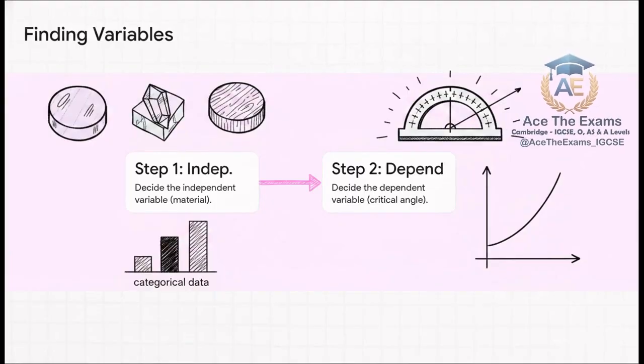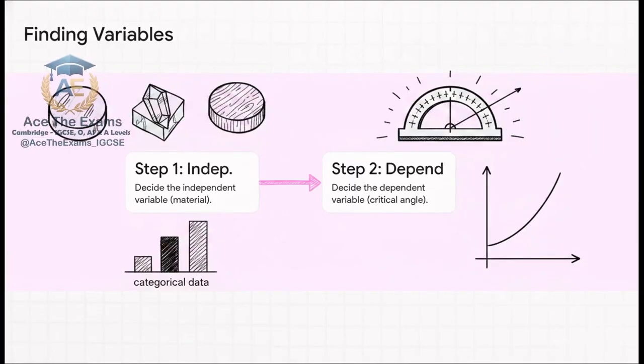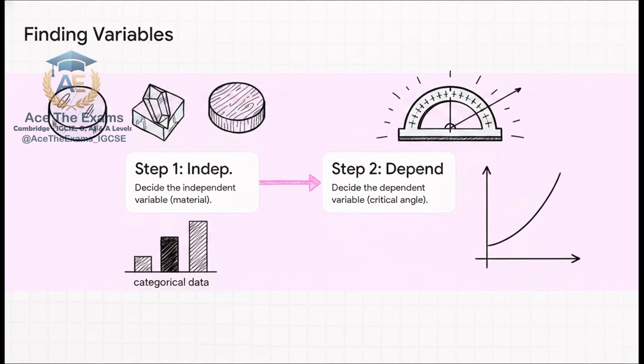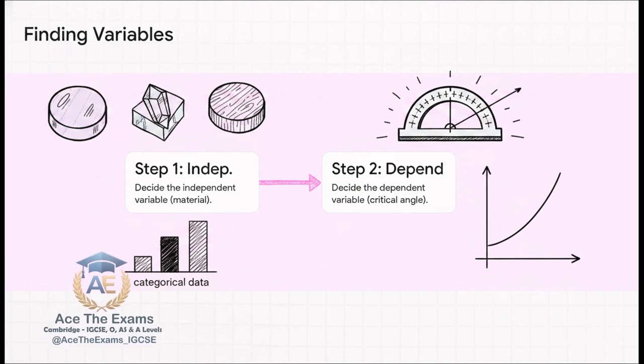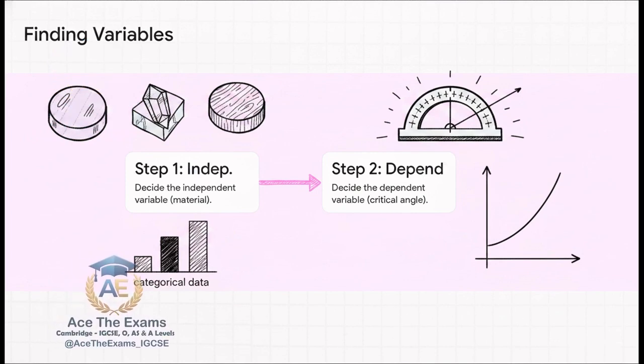So, let's break it down. Step 1. First, you actively choose the material of the semicircular block you're going to test. That makes the material your independent variable. And because materials are distinct groups, like swapping out a glass block for a Perspex one, this is categorical data.